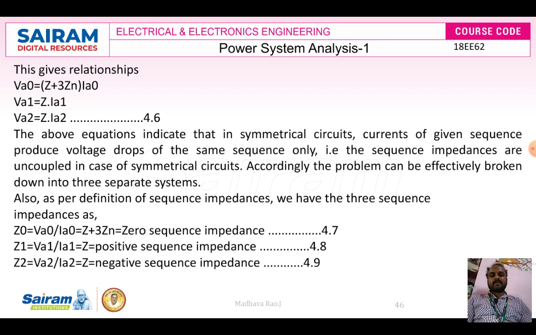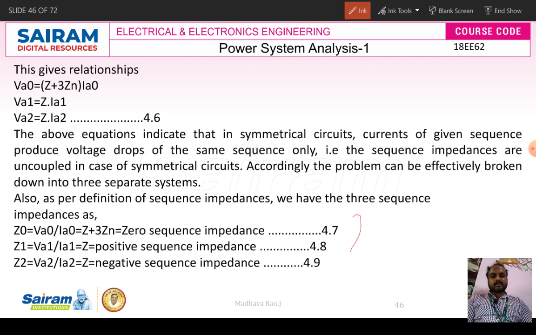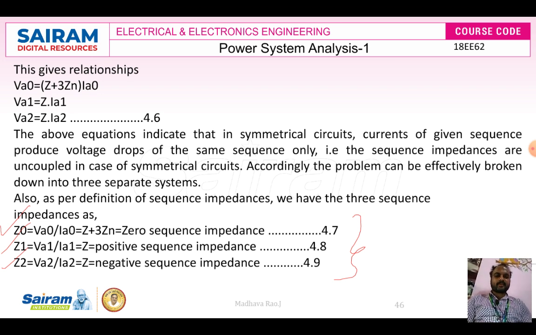Also, as per the definition of sequence impedances, we have the three sequences. Z0, the zero sequence impedance, is equal to the zero sequence voltage by the zero sequence current. Z1 is equal to VA1 by IA1, and Z2 is equal to VA2 by IA2. So these are the zero, positive and negative sequence impedances.